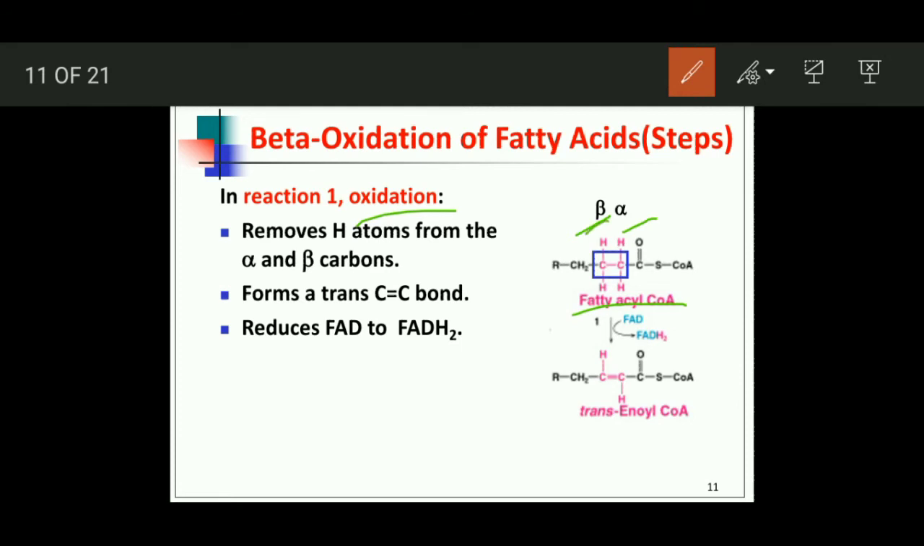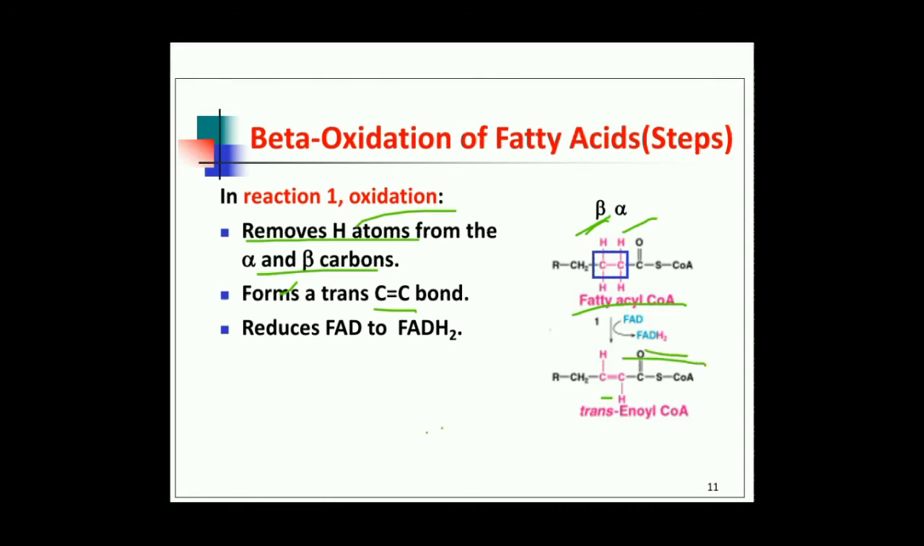Here you can see it removes hydrogen atoms from the alpha and beta carbons. From the alpha and beta carbons, the hydrogen is eliminated and forms a trans C=C double bond, as you can clearly see here. It reduces FAD to FADH2, as the hydrogens are used up by FAD to form FADH2. Clear, guys? Now let's move on.